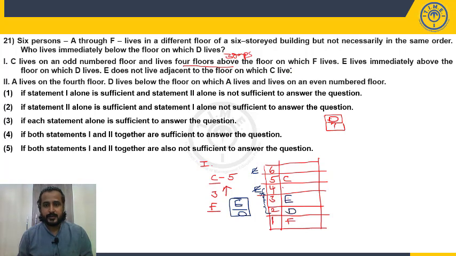So the complete information is done. With statement 1 alone, can you say who is immediately below D? Yes. Who is there? F is there. So is 1 alone sufficient or not sufficient? Absolutely fine, 1 alone is sufficient. But I need to check 2 independently also. So let me check the second one. 6-story building, 1, 2, 3, 4, 5, 6.